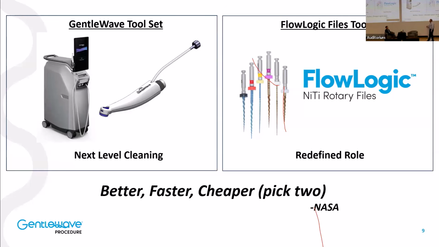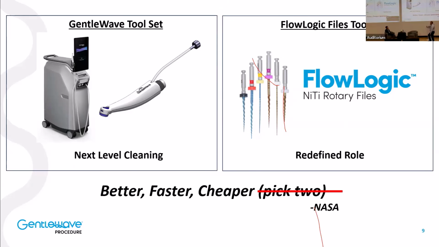Back in my days, this was kind of the thing that we always heard: you can have better, faster, cheaper, and you can only pick two. And that was what NASA always said. And I think Elon's probably proved them wrong. And I think that's really where we want to go. I don't think we have to pick two. And really in our minds, in my mind, with GenoWave and with FlowLogic, we can probably have all three.